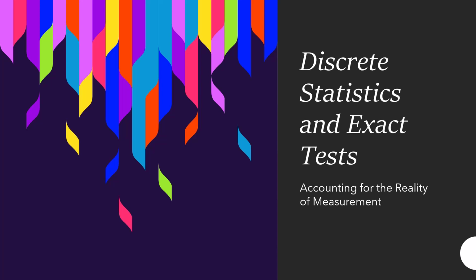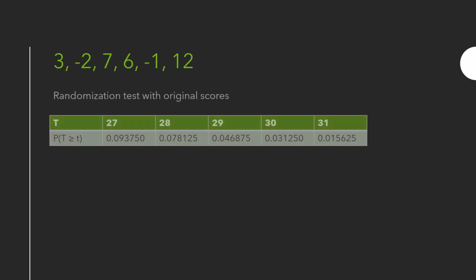To do so, I'm going to use the same small set of data that I've used in previous video series when I've exemplified some of the nonparametric methods: 3, -2, 7, 6, -1, and 12. If you watch the series on randomization test, you know that we can do a randomization test with these original scores. Here I'm showing you just a small part of the probability distribution when we use these scores and do a randomization test. Namely, I'm showing you the upper tail of the distribution.